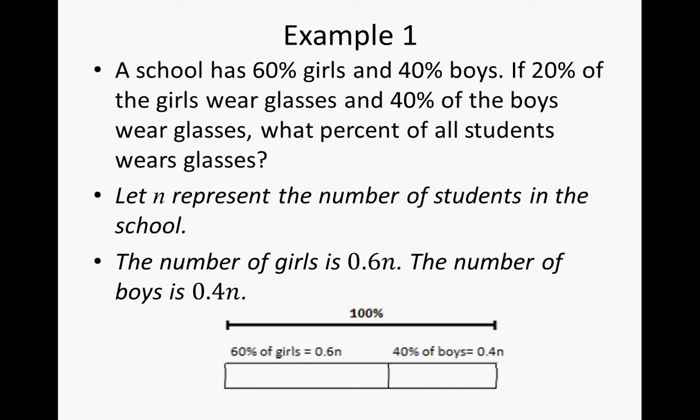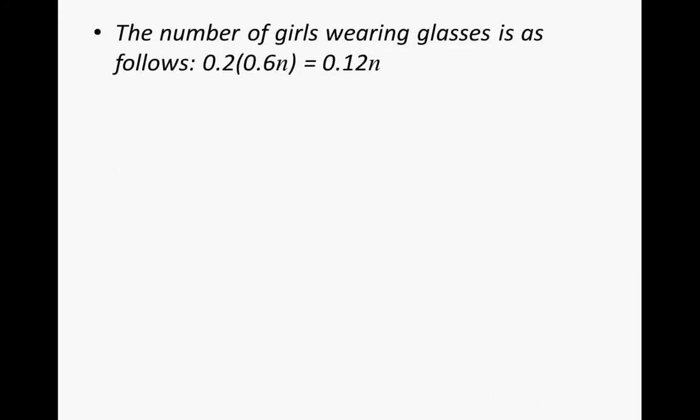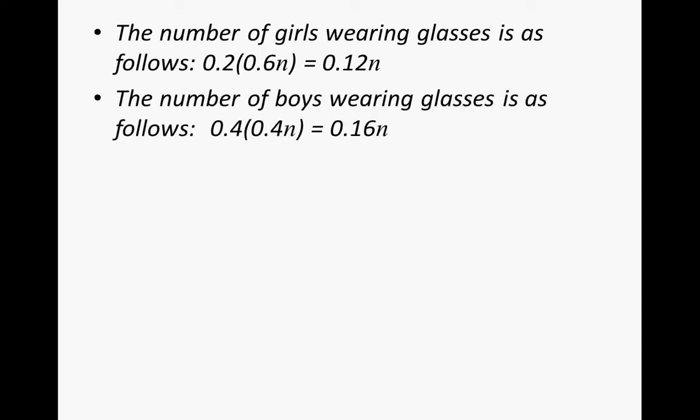So, in a tape diagram, 100% of the students, 60% of the girls would be 0.6 times n, and 40% of the boys would be 0.4 times n. So, the number of girls wearing glasses is as follows. If it's 20% of the 60%, then that would be 2/10 times 6/10, which would give us 12/100 times n. And the number of boys wearing glasses would be 40% of 40%, so 4/10 times 4/10, which is 16/100 times n.